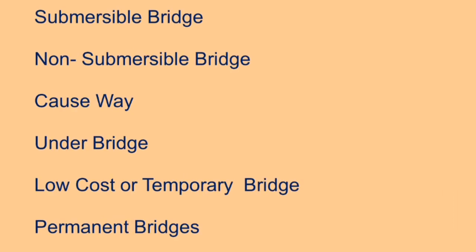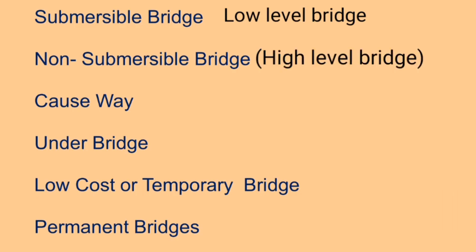Then submersible bridge. The bridge which allows the high flood water to pass over its superstructure, thereby submerging the communication route, is known as submersible bridge or low-level bridge. Then non-submersible bridge. The bridge which does not allow the high flood water to pass over the floor carrying the communication route is known as non-submersible or high-level bridge.